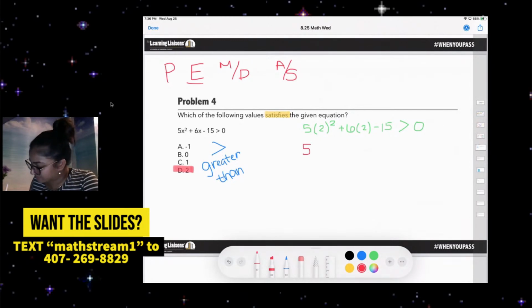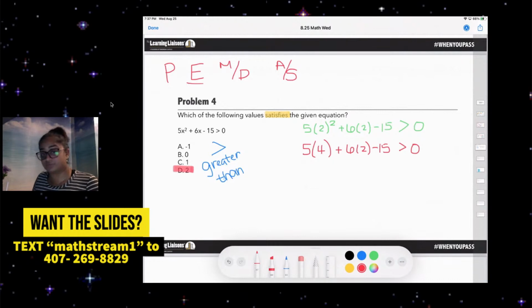I'm going to keep my 5, and I'm going to say 2 times 2. Remember, that's 2 times 2, because it's 2 times itself. So 2 times 2 is 4, plus 6 times 2 minus 15 is greater than 0. Let's keep doing math. 5 times 4 is 20. 6 times 2 is 12 minus 15 is greater than 0.